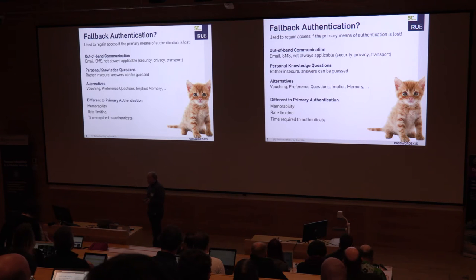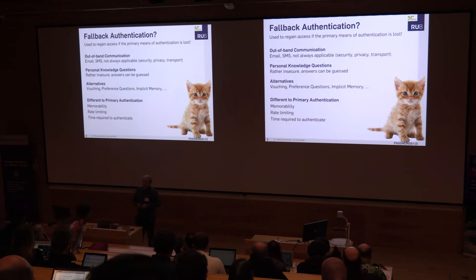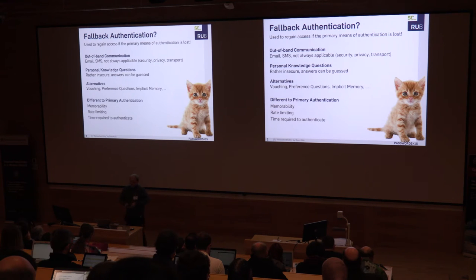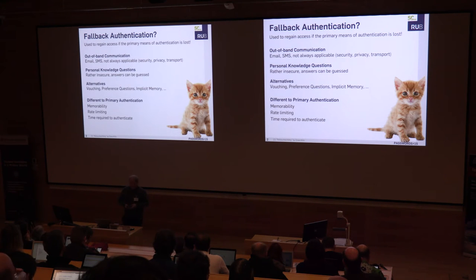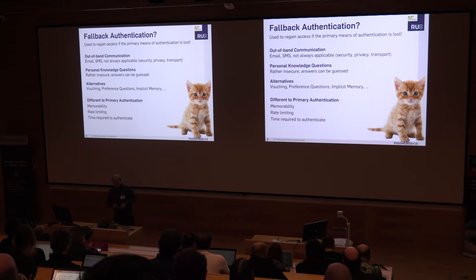So fallback authentication is used to regain access if the primary means of authentication is lost. So you have forgotten your password and need to access a service. There are different kinds that can be used. For example, as we heard yesterday from Facebook, the out-of-band communication via email or SMS. Sadly, this is not always applicable. Just in case you want to access an email provider and have forgotten the password for it. Or in my case here in Cambridge, there's transport issues. I don't have access, for example, to receive an SMS or an email. And in the case of our data set, there might be privacy issues. You don't want to hand out your mobile phone number or email address.